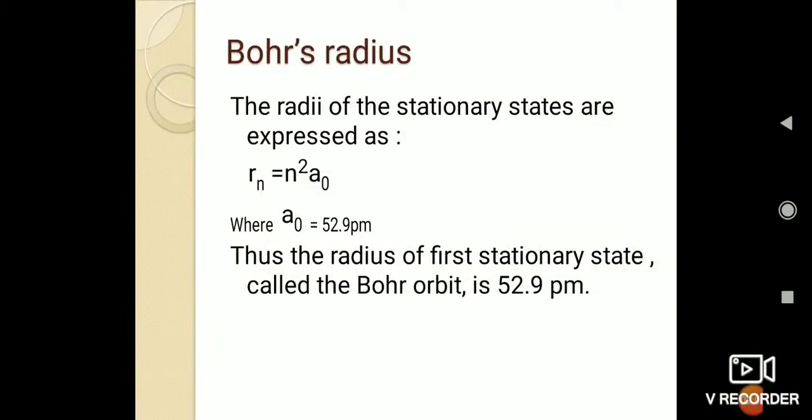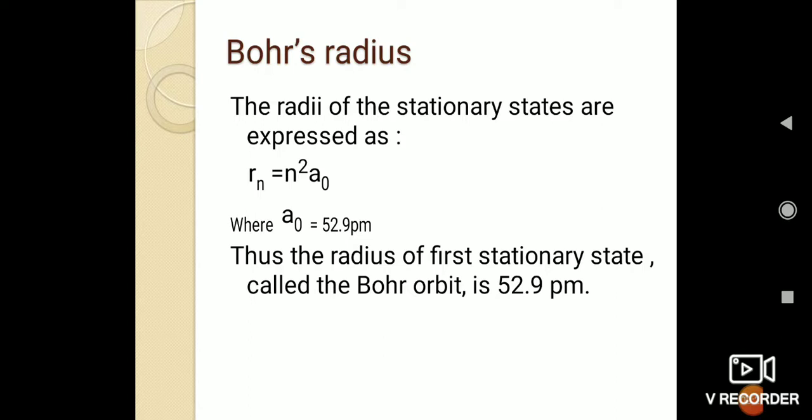Hello everyone. Today we will be going to study about Bohr's radius. As we all know, in Bohr's model it has been said that there is a nucleus and electrons move around the nucleus in a circular path of fixed radius and fixed energy. So if it has a fixed radius, we can find it out.